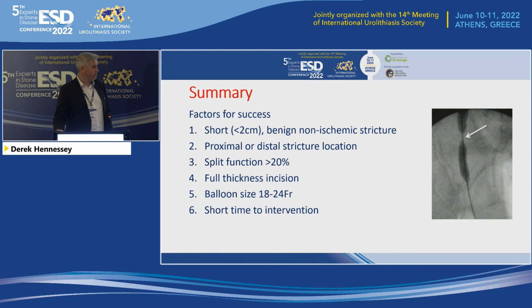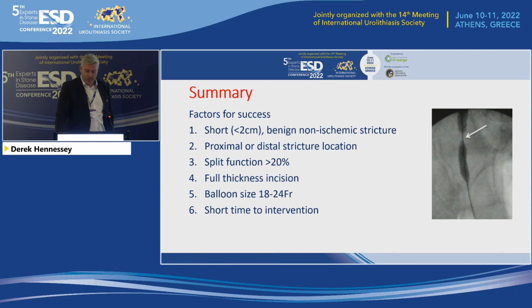So, summary, just at 10 minutes now. Going through all this information, I think if you want to pick a patient who's going to have maximal benefit from endoscopic retrograde or antegrade management of a ureteric stricture, you should pick a short, less than 2 centimeter, benign, non-ischemic stricture, probably related to an impacted stone or something congenital. It should be proximal or distal. The kidney should have a good split function, greater than 20%.